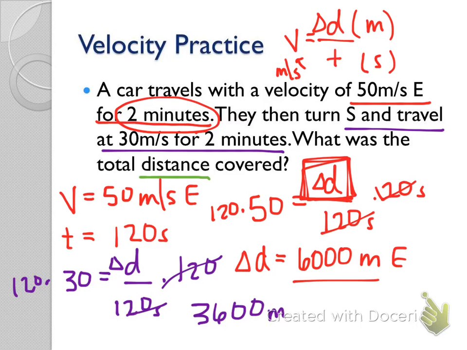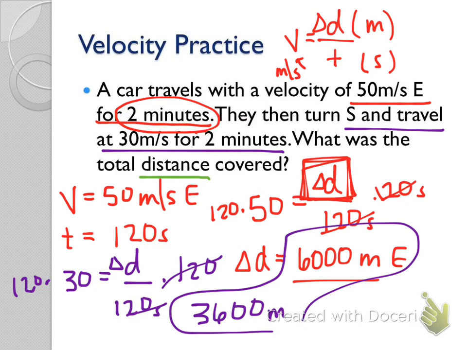So if I wanted to find the displacement, I would build my triangle and I'd find my resultant. But here, it only wants to know the distance. It wants to know how many total meters did I drive. So what do I need to do to these two values? Just add them together, right? If I wanted to find displacement, I would do my triangle and find my hypotenuse. But here, I just want my distance, so I'm adding them together.